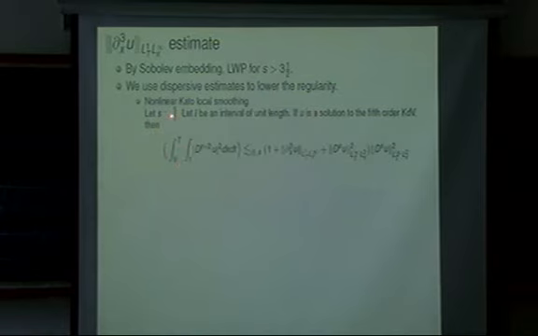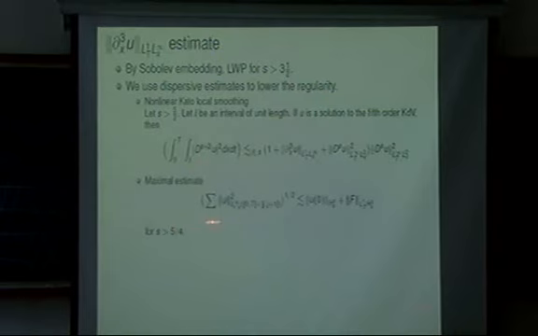When s is greater than 5/2, we have a local smoothing estimate. You can observe that the local smoothing estimate recovers the 2 derivatives. Okay. And we also need to use the maximal estimate.